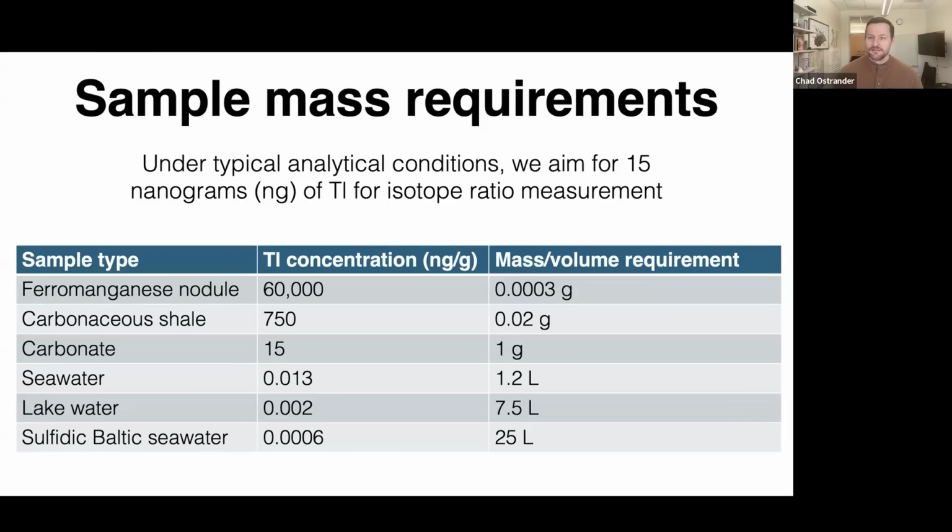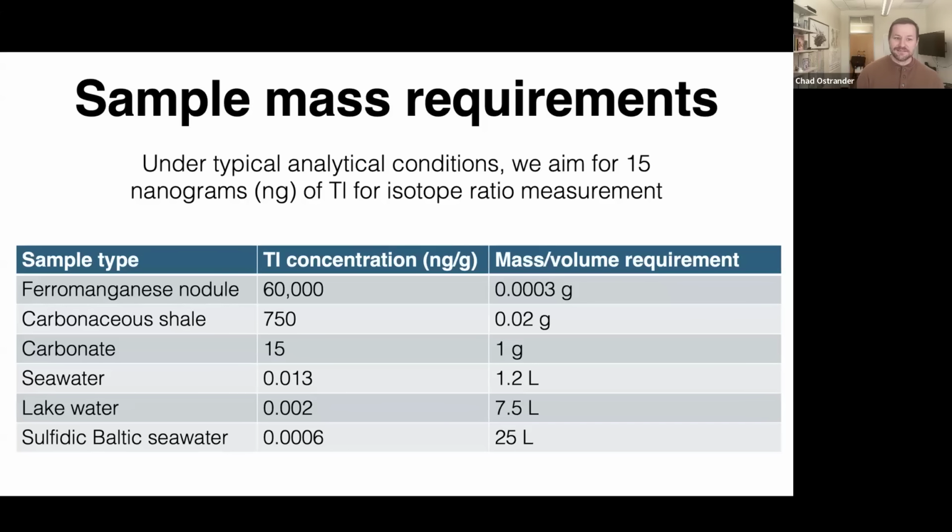Carbonaceous shales, black shales, are what we have applied the proxy to the most. And under typical concentrations for those, you can get by with as little as 20 milligrams. We usually aim for about 80 milligrams to be on the safe side. Carbonates, and this is what kind of complicates these applications. Carbonates are pretty thallium poor, on the order of single to sub to a few tens of ppb. And so when we are doing carbonate applications under these typical conditions, we need at least a gram. We usually aim for about 2 grams of carbonate material. It's quite a bit.